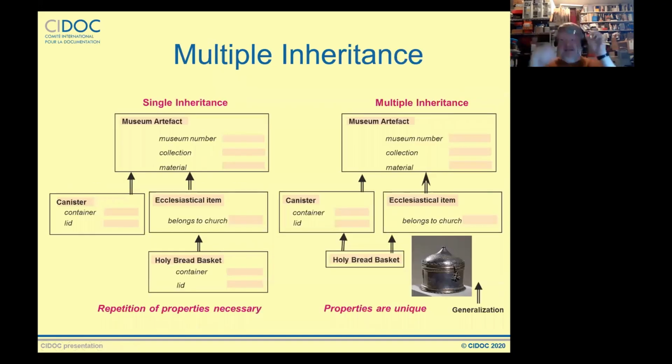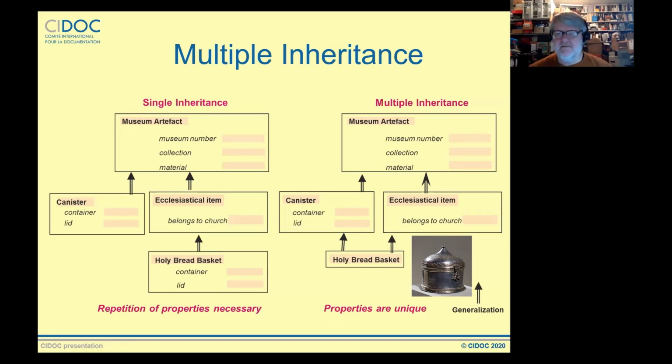Right. So here's a concept which tends to freak out programmers, because multiple inheritance is something that they don't really like if you're writing object-oriented code, but it's very, very useful in a database. So in single inheritance, if we have a museum artifact, we can have different types of museum artifacts. So we've got canisters, which are a subclass of, that's what this hollow arrow is indicating. So canisters are a subclass of museum artifacts, and they have extra information about containers and lids.